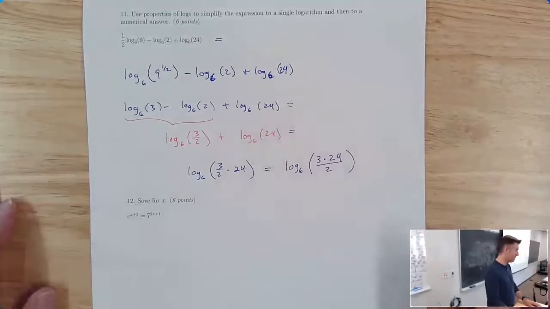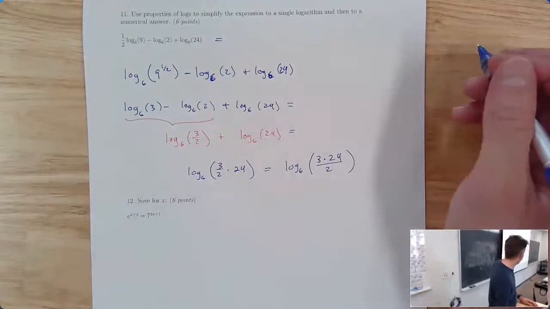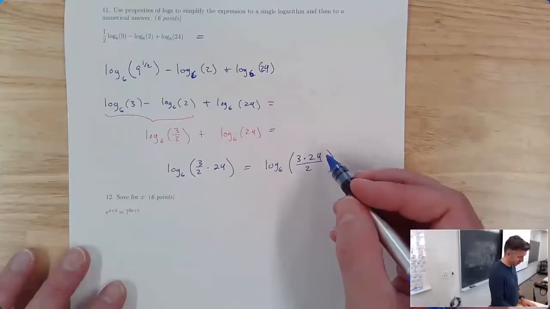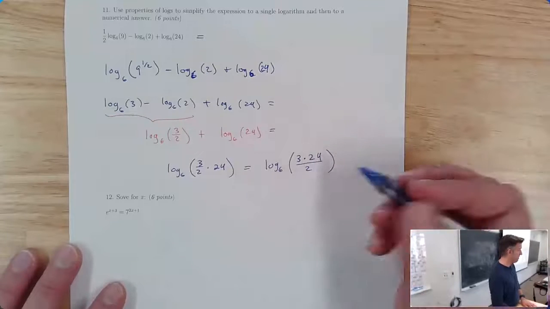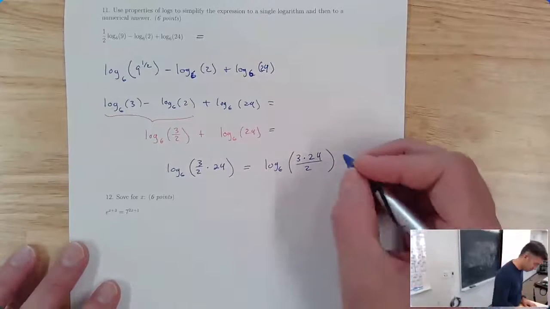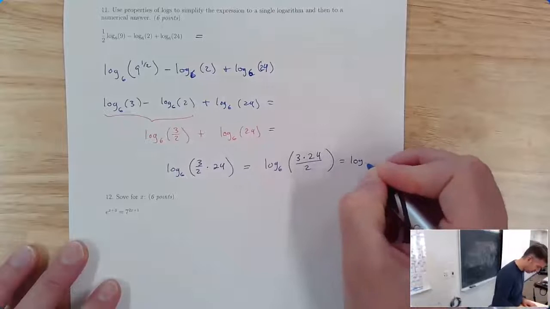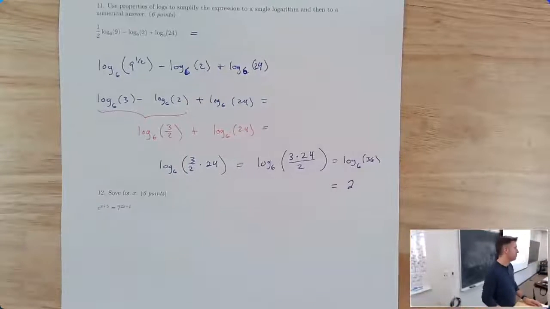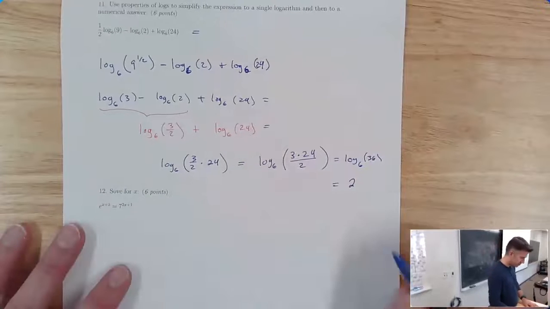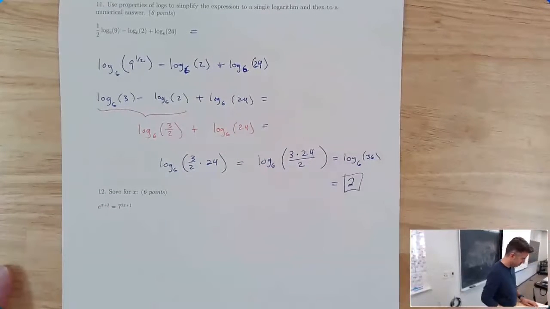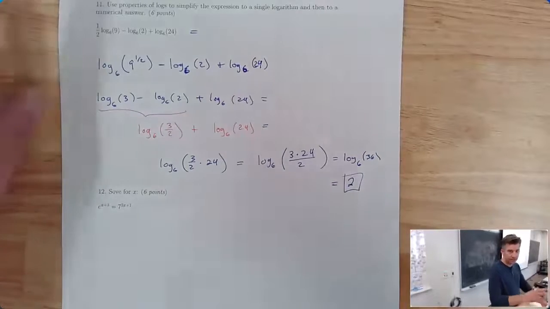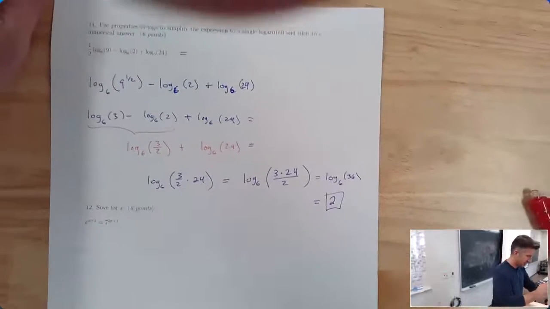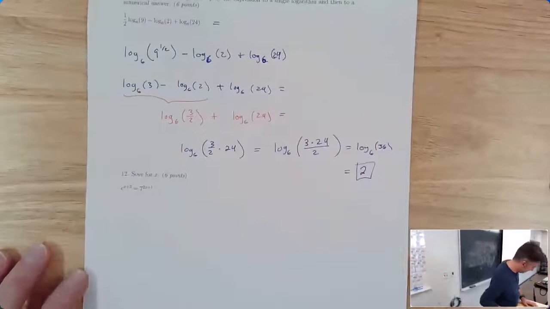And instead of doing 3 times 24, which is a slightly difficult calculation, I would rather do 24 divided by 2, which is 12, and then 3 times 12 is 36. So I've got log base 6 of 36, and that's equal to 2. Right. A slightly less nice problem after it.